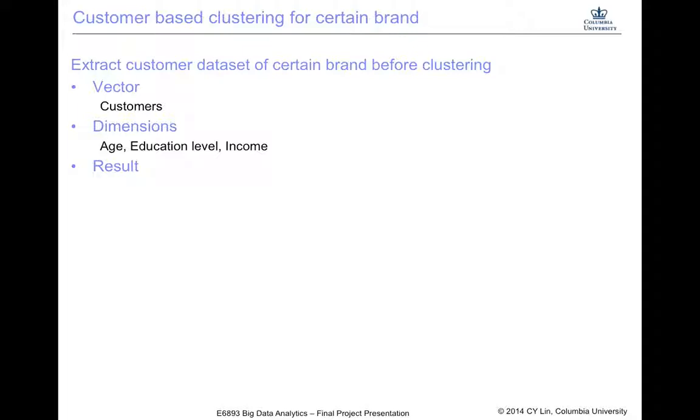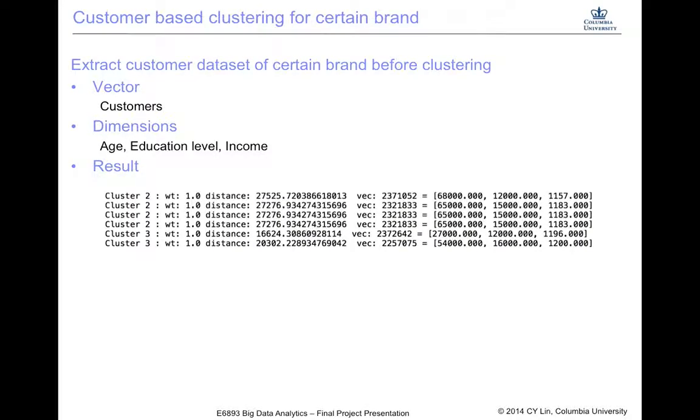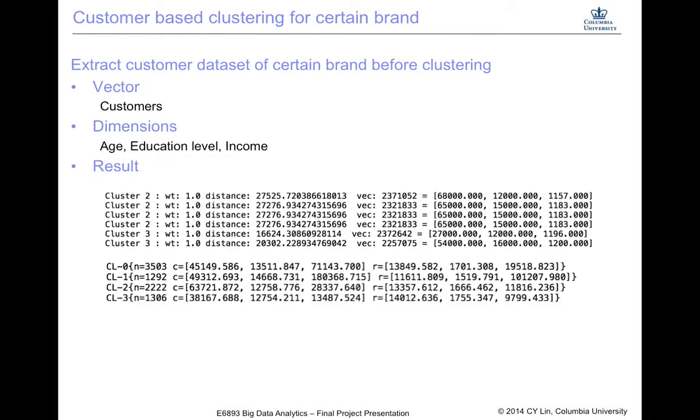Here we chose the brand Ford as an example. We just pick up the customers who buy Ford, and then we do the clustering, using their age, education level, and income. Here is the result. Also, we can show you the numbers of each cluster, the center points of the clusters, and the radius of the clusters.